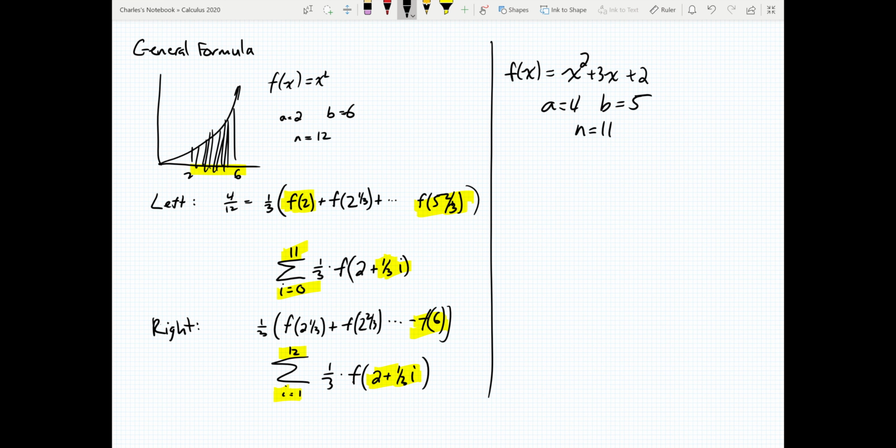And for my left endpoint formula, I'm just going to picture in my head, I'm not even going to draw it, what this formula is going to look like. Well, I know that the width of each rectangle is going to be 1/11. I know that for my left endpoint, I'm going to need to go from 0 to 10. For my right, I'm going to go from 1 to 11.